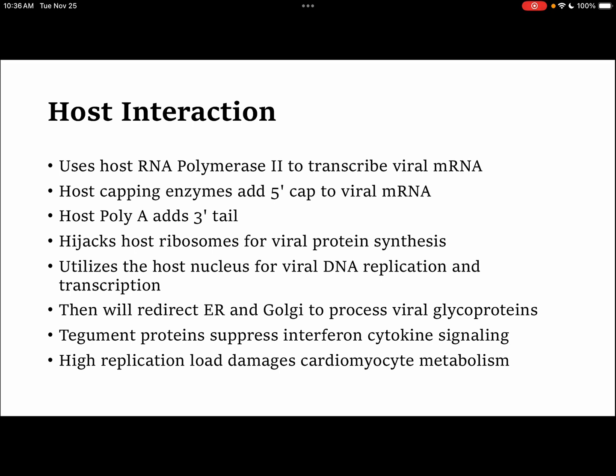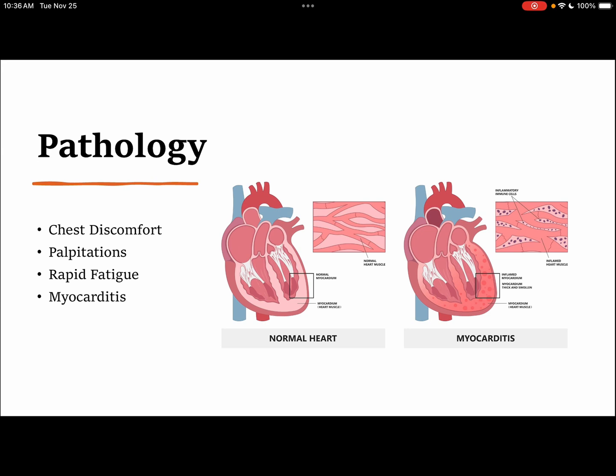The tegument proteins from CMV1 will also block the interferon signaling, which will allow the virus to replicate with less pressure from the immune system. And as replication furthers and gets more and more aggressive, we're going to see that cardiomyocyte metabolism will become overwhelmed, thus contributing to tissue damage in the body. Which brings me to the pathology.